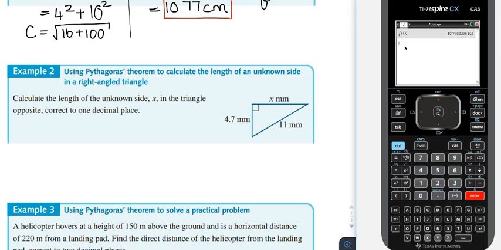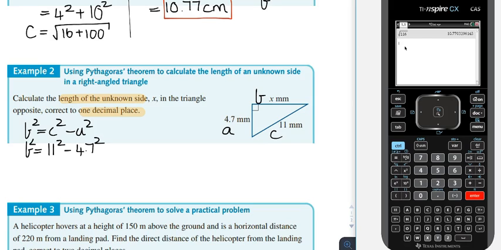Example 2 is to find an unknown side when it's not the hypotenuse. So calculate the length of the unknown side and to 1 decimal place in this case. I'm going to label the sides of my triangles, so A, B, C, where C is the hypotenuse, and then substitute it back into this Pythagoras' theorem. Now I've written Pythagoras' theorem as b squared is equal to c squared minus a squared. That's just a rearrangement of your normal formula.